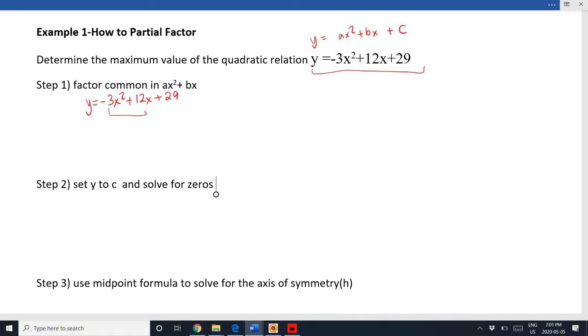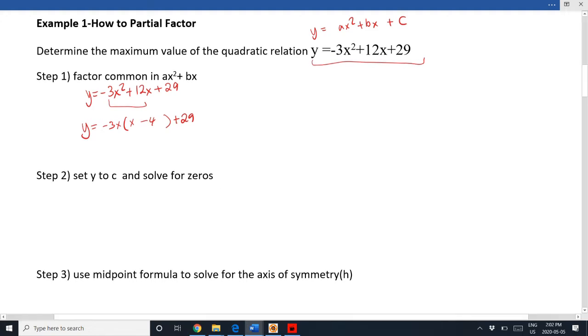Out of both of these terms, we can take out a negative 3 and an x. Left inside our brackets would be x minus 4. So that's our first step. We factor the first two terms. Step 2. We're going to set y to c and solve for zeros. So let's rewrite what we have here: y is equal to negative 3x bracket x minus 4 plus 29.